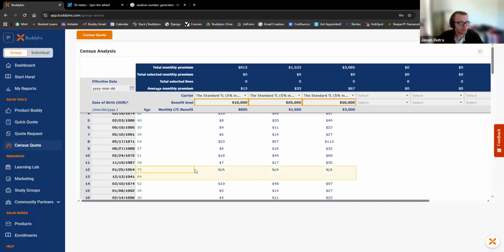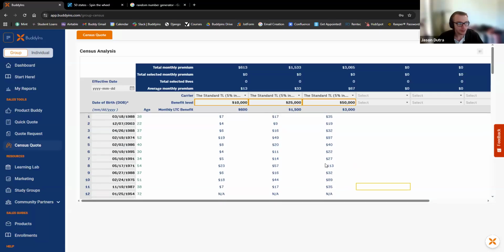Right? So if we don't have anything included here, NA means this person could purchase a whole life insurance plan, but they have aged out of the long-term care rider. If you don't see anything, they have aged out of the plan completely. So that's how to tell the difference there.